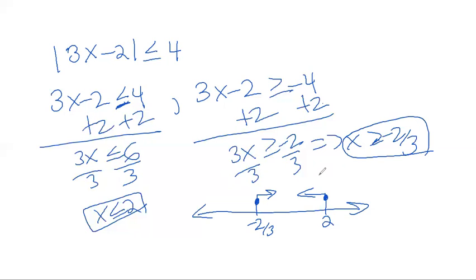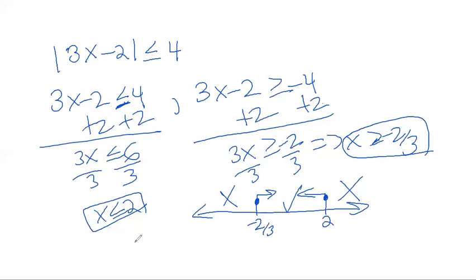If I pick a value between -2/3 and 2, such as 0, well, 0 minus 2 is -2. Absolute value of -2 is 2. So that works. But now, let's say we pick a value beyond 2. Well, 3. 3 times 3 is 9, minus 2 is 7. Absolute value of 7 is 7. That's not less than 4, so that's no good. Now I want to pick a number less than -2/3, so I can pick -1. If I plug in -1 for x, that gives me -3 minus 2, which is -5. Absolute value of -5 is 5, which is not less than 4.